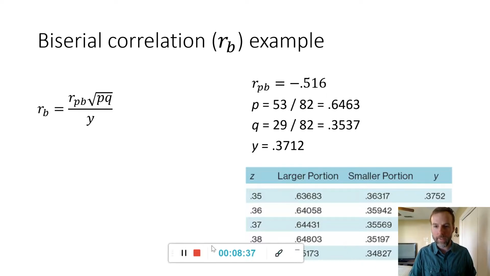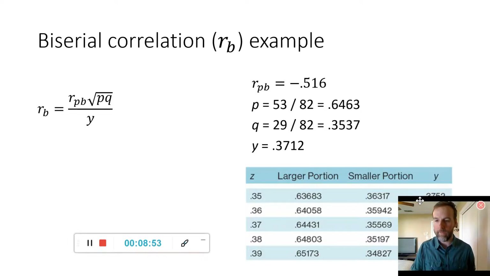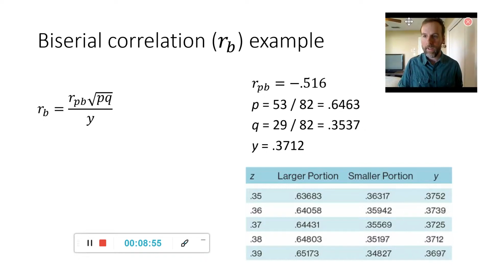And for us, it is 0.6463. So that exact value is not on the table. It falls somewhere between here, and it's a little bit closer to this value, so we're going to use it. See, that smaller proportion is very similar to our Q. Here, I'm going to move my face out of the way. Okay, and there, that's the Y value.